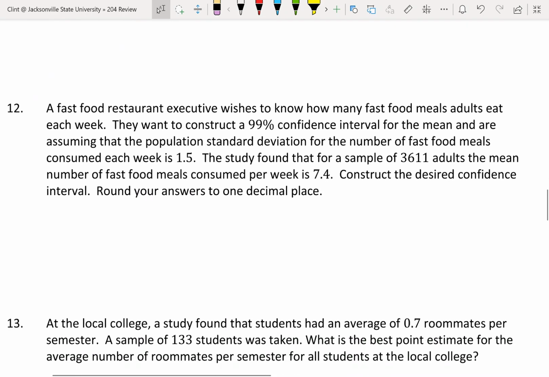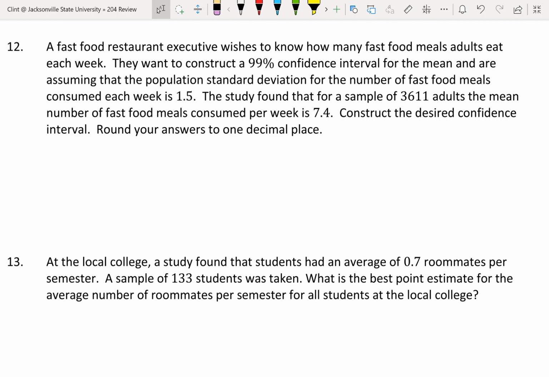Number 12. Get some confidence interval stuff. We've only got 17 on the practice test. Number 12: a fast food restaurant executive wishes to know how many fast food meals adults eat each week. They want to construct a 99% confidence interval for the mean, and are assuming that the population standard deviation for the number of fast food meals consumed each week is 1.5. The study found that for a sample of 3,611 adults, the mean number of fast food meals consumed per week is 7.4. Construct the desired confidence interval, rounding to one decimal place.